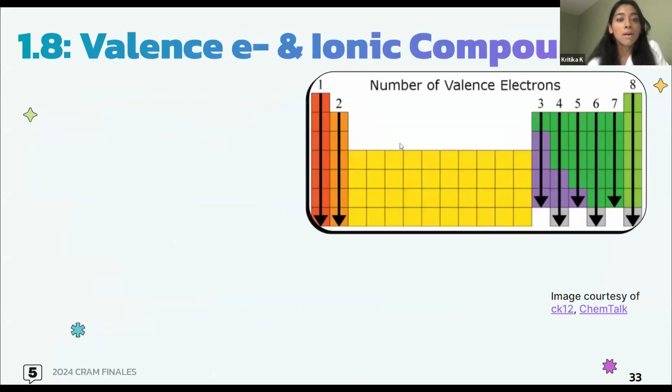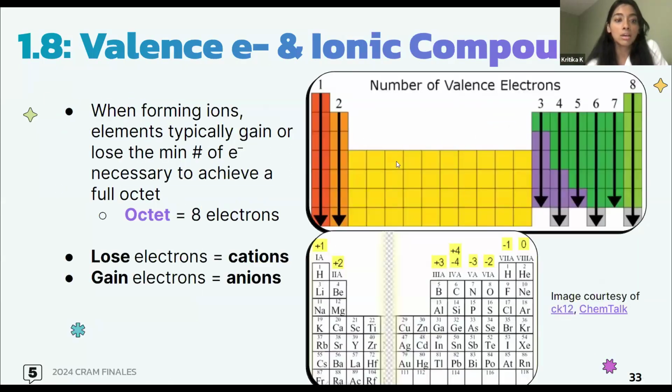Okay, now we're going to talk about valence electrons and ionic compounds. When forming ions, elements typically gain or lose the minimum number of electrons necessary to achieve a full octet. So we just talked about an octet. This is when there are 8 valence electrons. All the elements really want to reach this octet state because that's when they're the most stable.